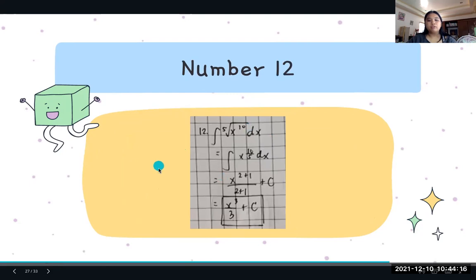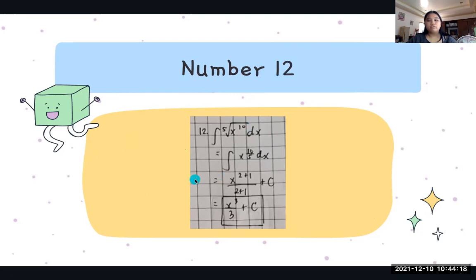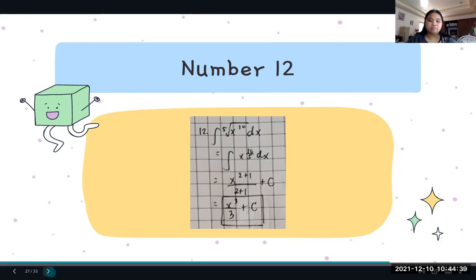Then for number 12, we have the integral of the fifth root of x to the 10th power dx. Converting it to exponential form, we have 10 over 5, or 2, as our new exponent. And then we will add 1 to that. So our answer is x cubed over 3 plus C.